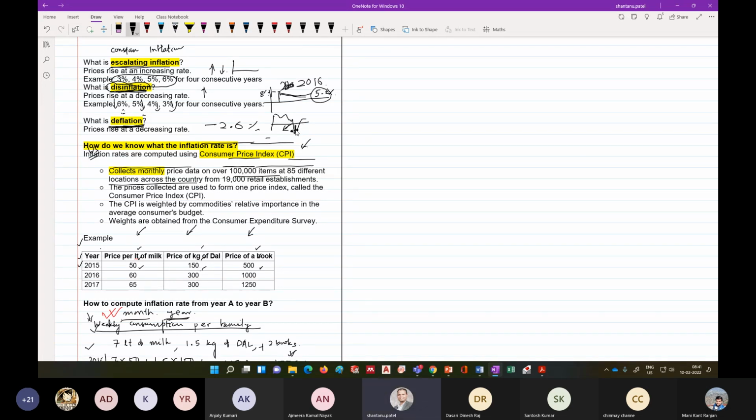So in this year, the inflation rate is negative. So this is called deflation. Is this clear?